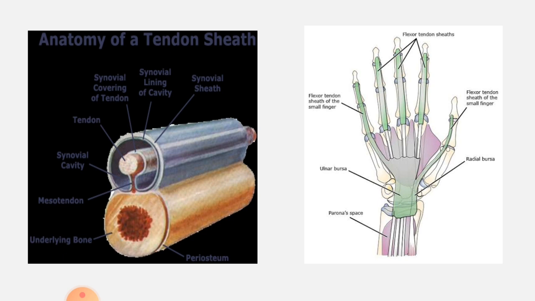On the right side, there is an example of the tendon sheath of the flexor tendons of the digits. You can appreciate the flexor tendon sheaths in the fingers and the thumb.